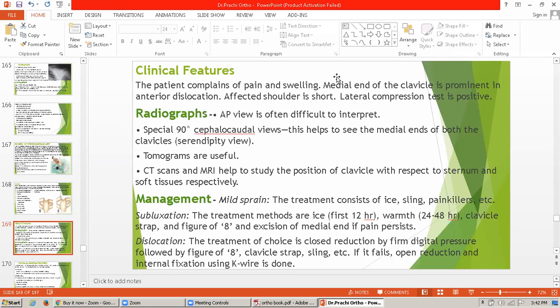In the management of a mild sprain, the treatment consists of ice, sling, painkillers, etc. For subluxation, the treatment methods are ice in the first 12 hours, warmth at 24 to 48 hours, clavicle straps, the figure of 8, and excision of the medial end.